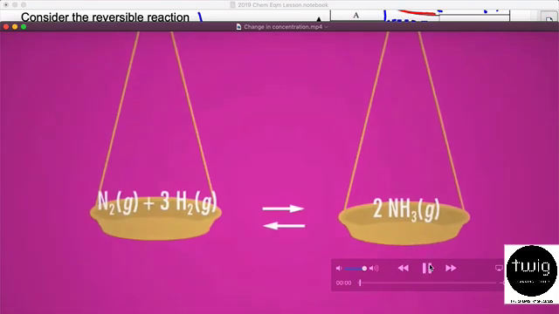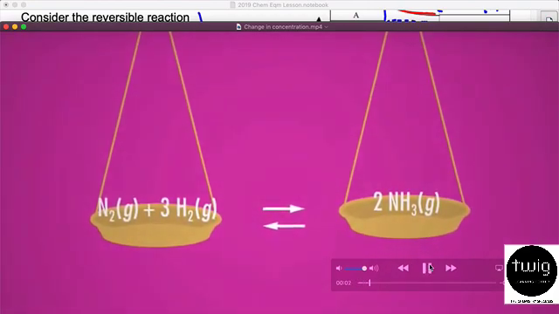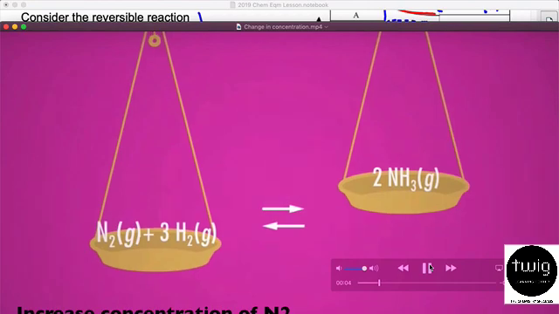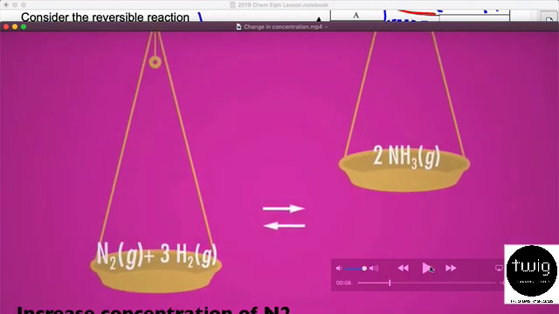I'm going to add in more nitrogen to something that is at equilibrium already. If I increase the concentration of nitrogen, this is what I get. I put in more nitrogen, so this becomes a bit heavier, a bit unbalanced really. So how will the equilibrium position shift? This side is a bit heavy already, so you must get less and less of this. It will shift to the right. Good.